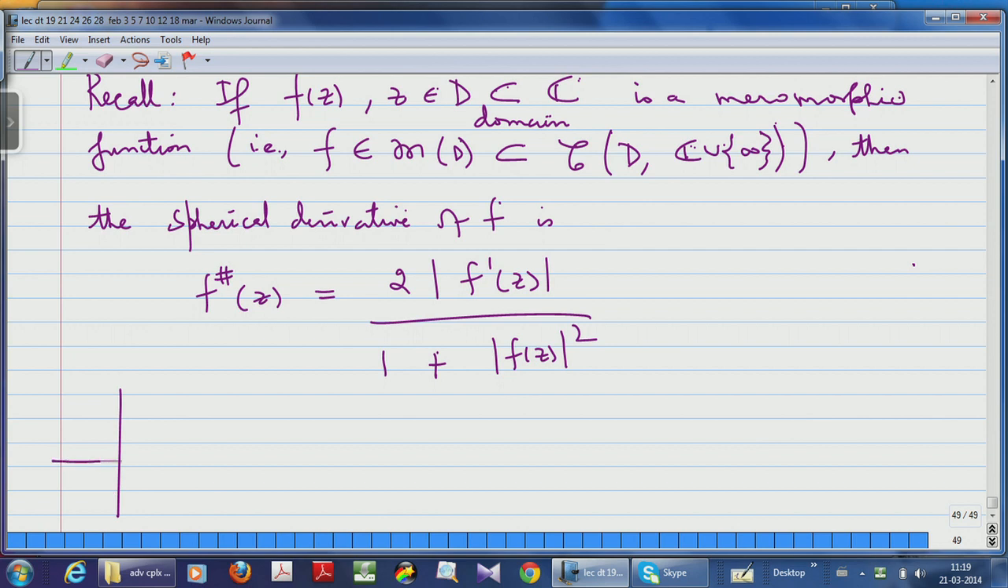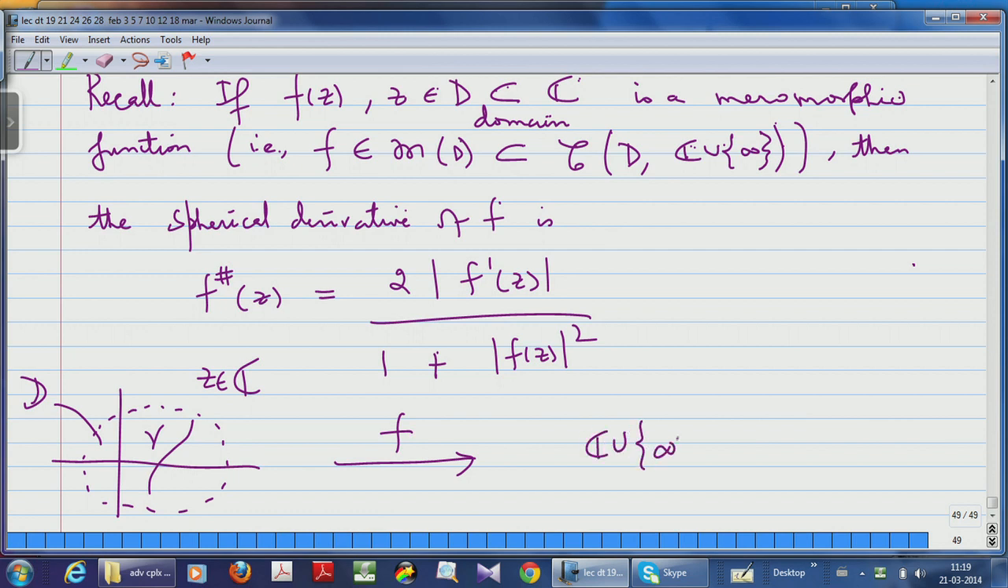Suppose this is the complex plane with the variable z, and the area inside this dotted region is your domain D, and suppose you had an arc gamma inside D. Now you take the image of this arc gamma under f in the extended complex plane. It means that you're also allowing the value infinity. So for example, gamma may pass through a pole of f.